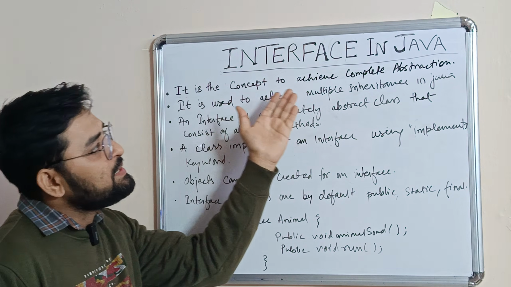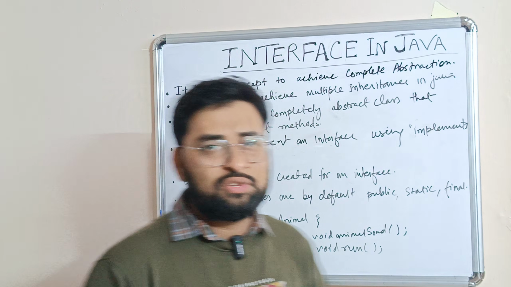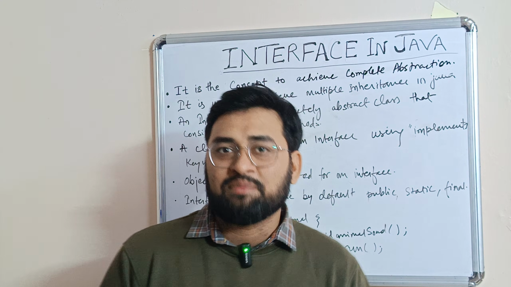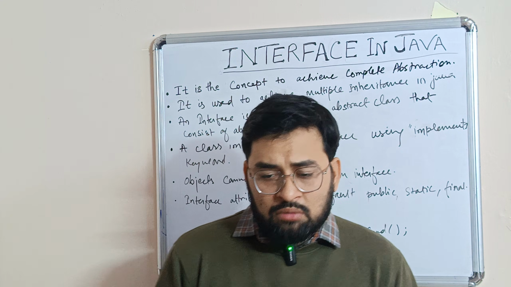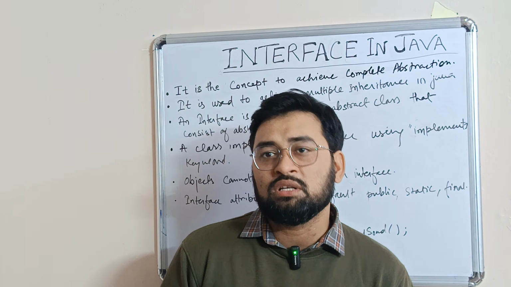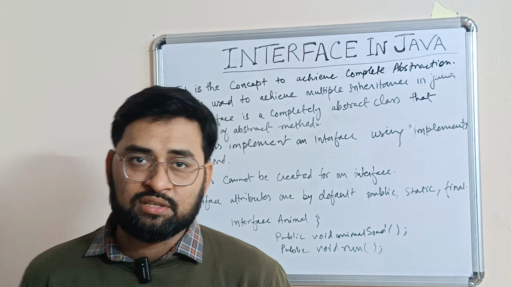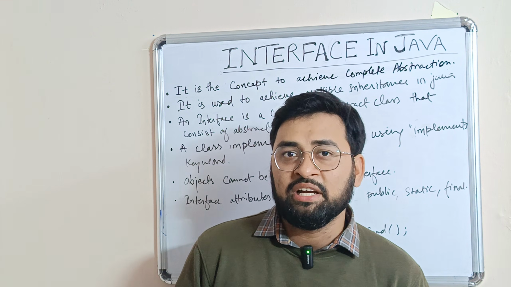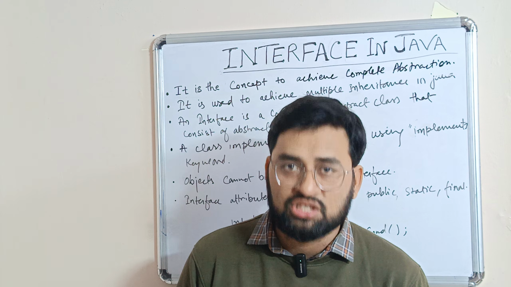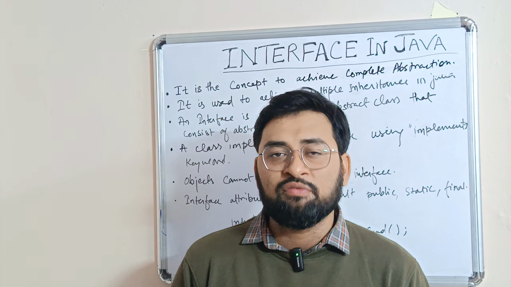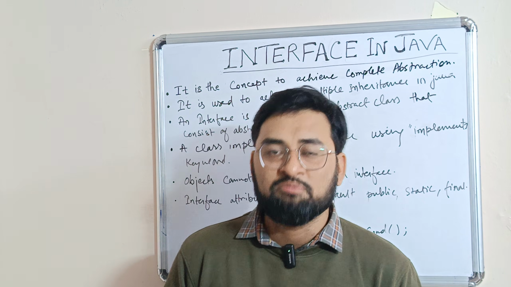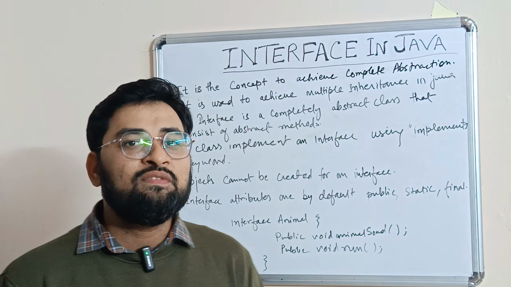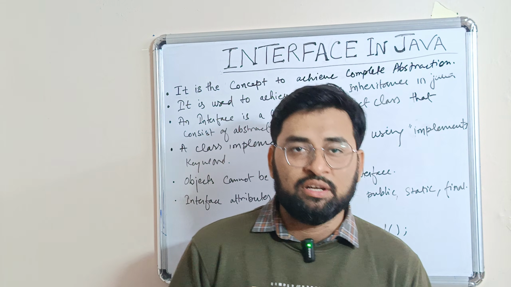So it is the concept to achieve complete abstractions. We have the concept abstraction, data abstractions. But in data abstraction, we have not abstracted the entire things. Complete abstraction we have not achieved. But when we use interface, complete abstraction is possible. Okay, to achieve the complete abstraction, we can have interface.